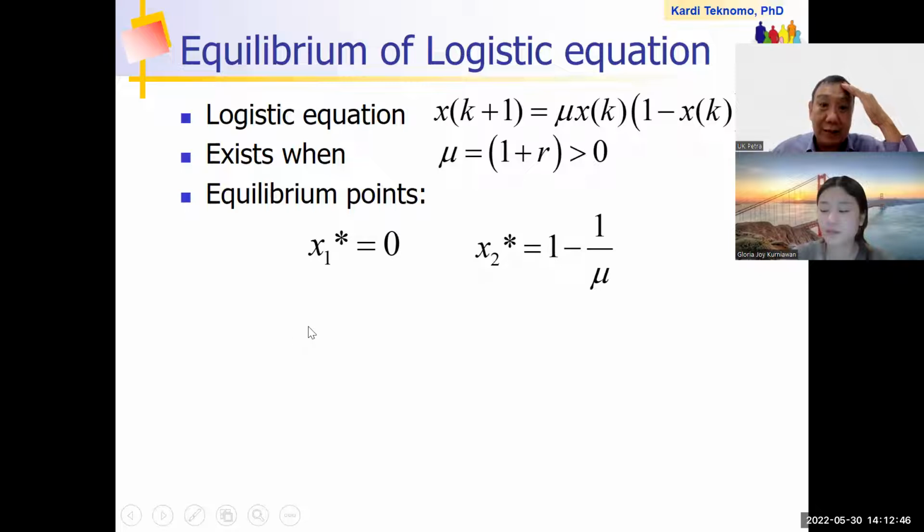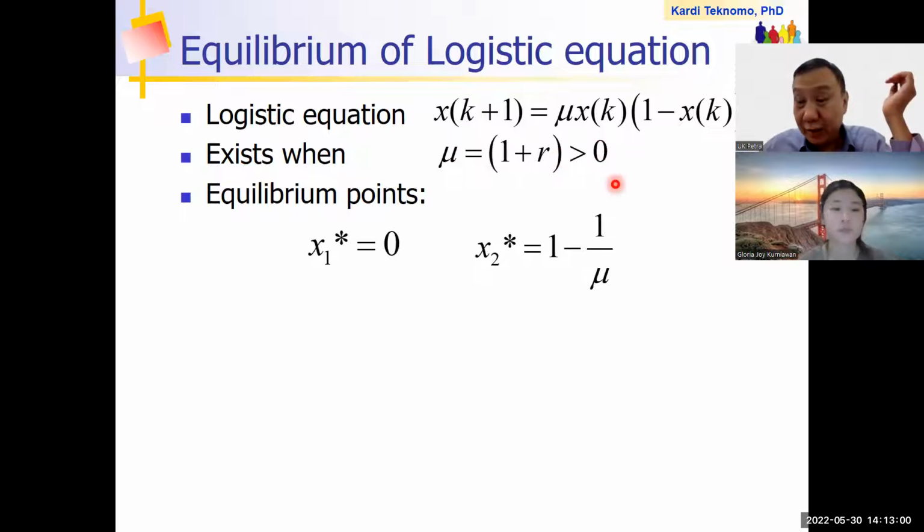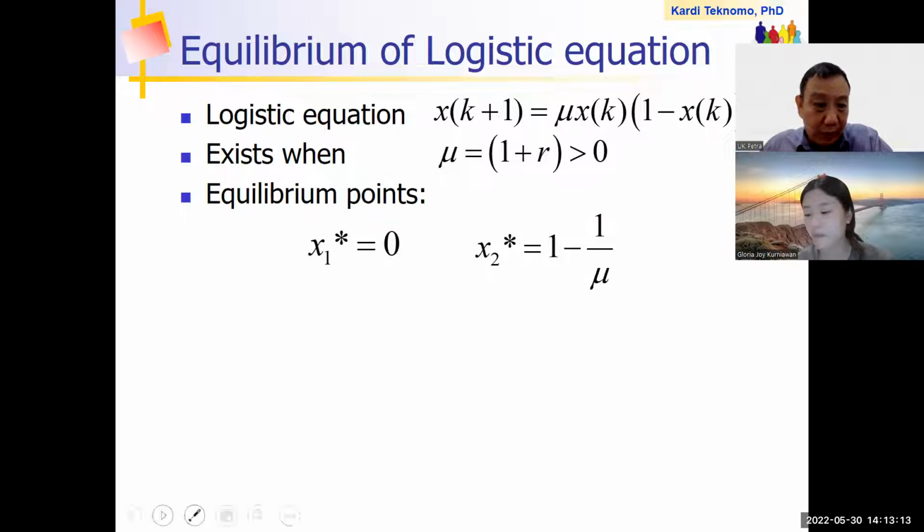Okay, next. If you use this logistic equation instead of the y, it will exist only if mu is positive. If mu is 0 or negative, it doesn't exist. So this is the equilibrium value: 1 minus 1 over mu, and 0. 0 is always there.